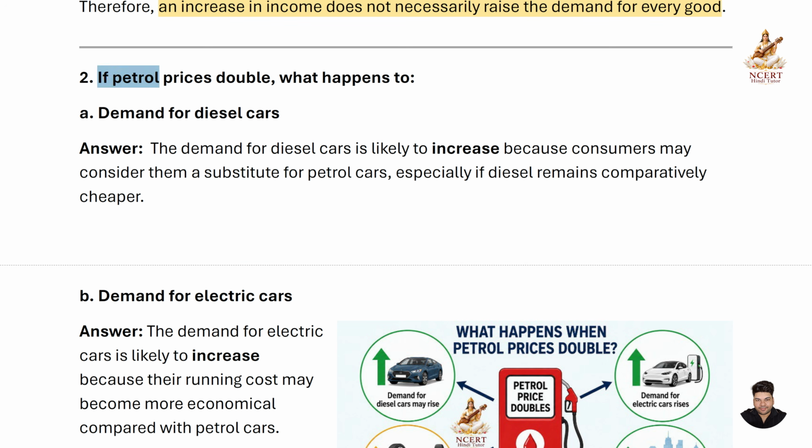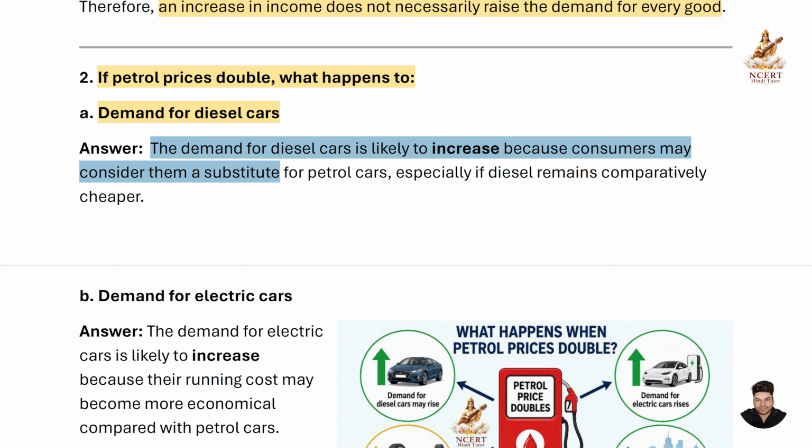Question 2. If petrol prices double, what happens to A. Demand for diesel cars? Answer. The demand for diesel cars is likely to increase because consumers may consider them a substitute for petrol cars, especially if diesel remains comparatively cheaper.